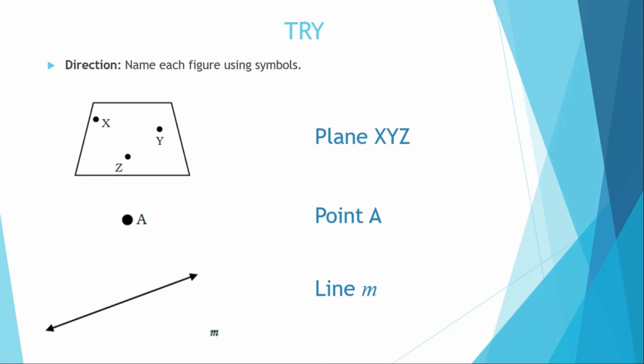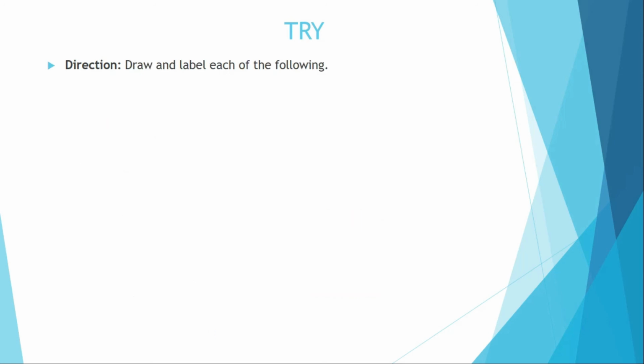Let's try the other way around. This time, you have to draw and label each of the following. Okay, so I will help you first. Line G inscribed in plane DEF. So when we say inscribed, meaning nasa loob siya ng plane DEF. So yung line nasa loob ng plane.